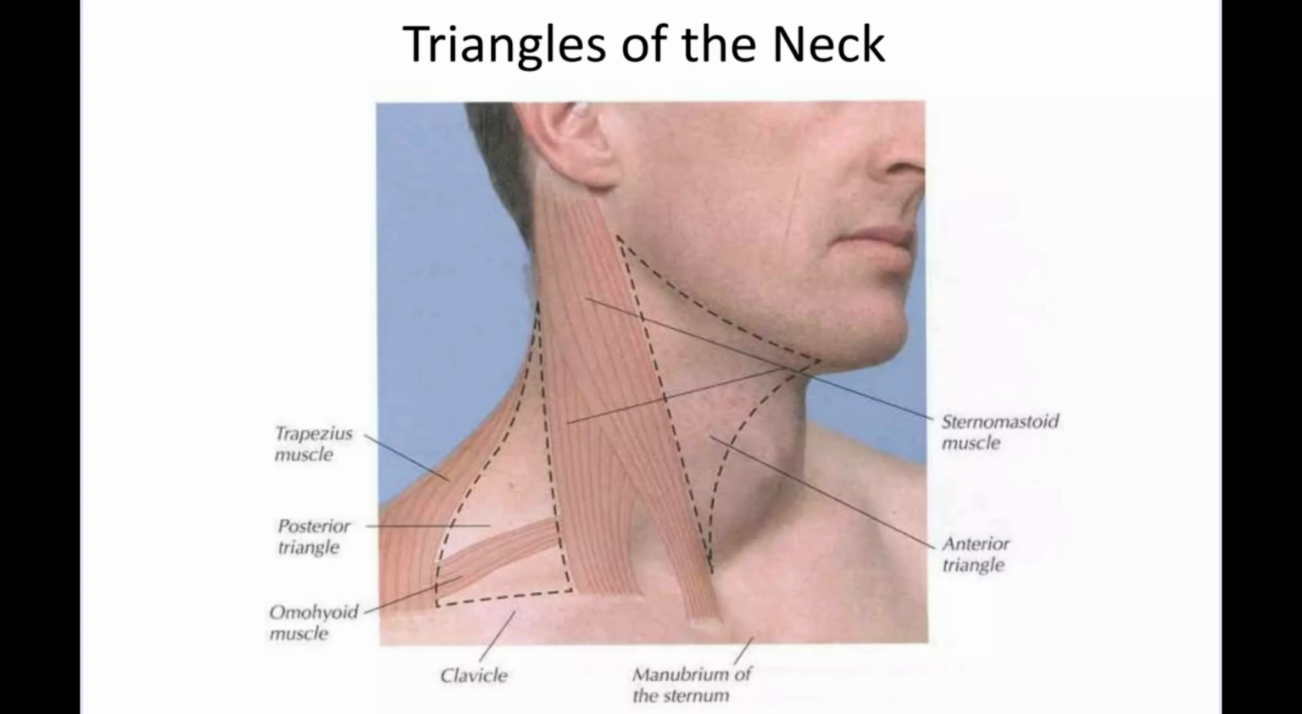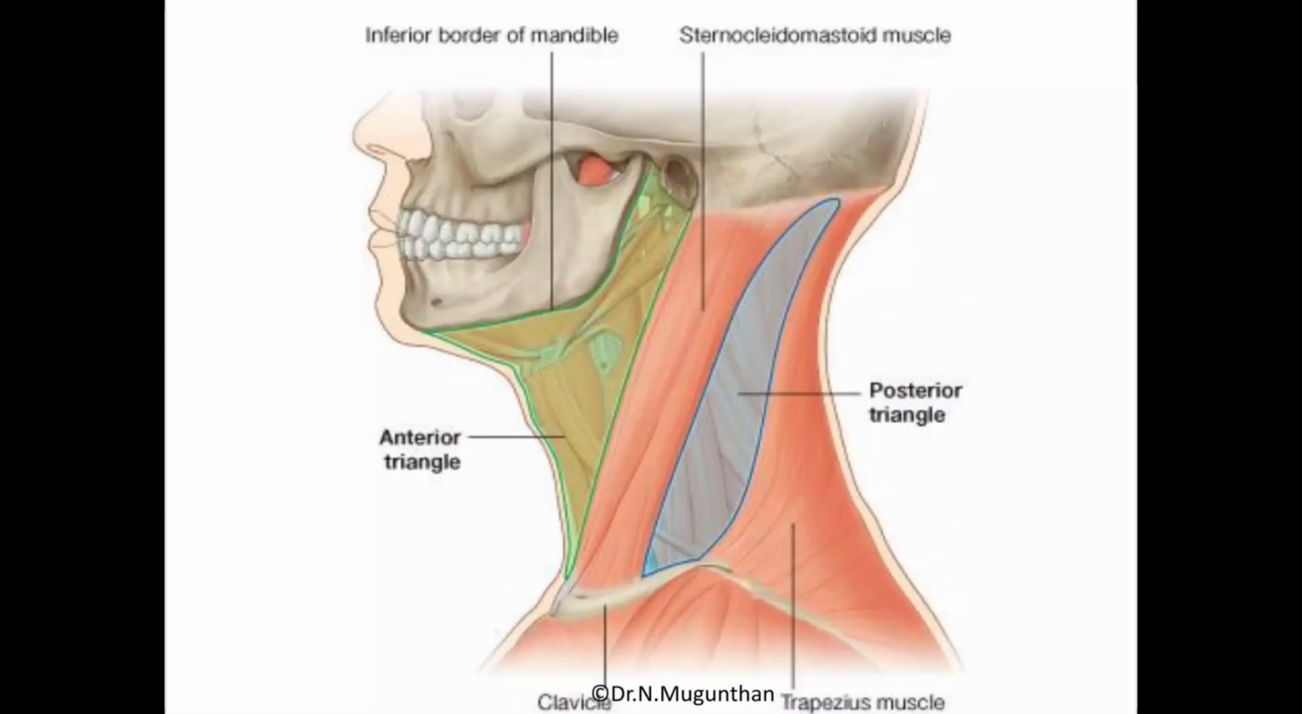So what is the posterior triangle? We have the anterior triangle and the posterior triangle. The anterior triangle is when you are looking forward, the front of your neck. But if you look at the side of your neck, you see the posterior triangle. The posterior triangle is a triangular space at the side of the neck behind the sternocleidomastoid muscle.